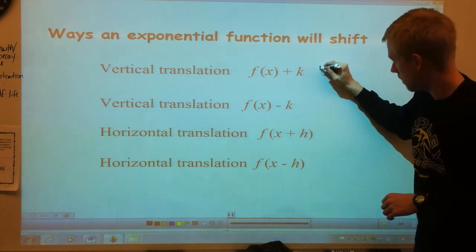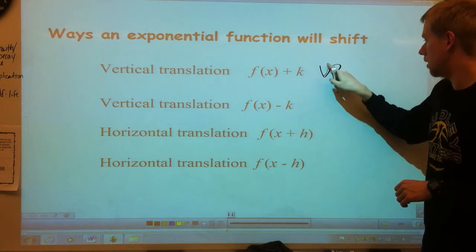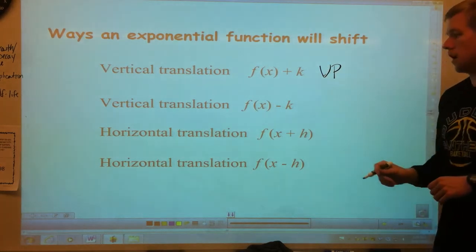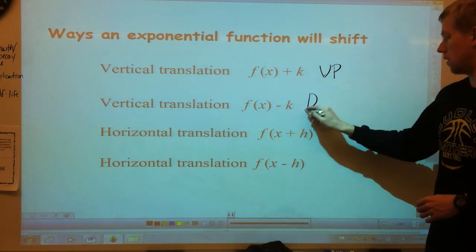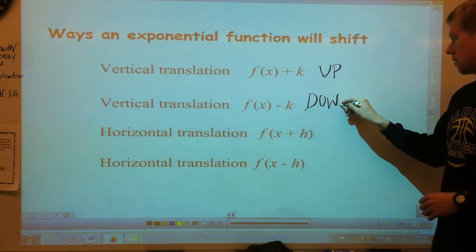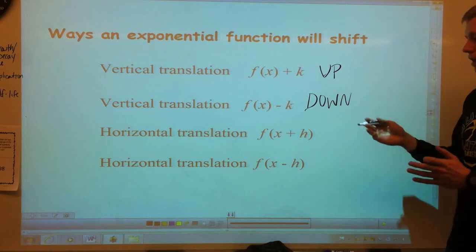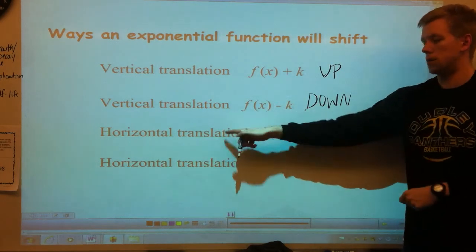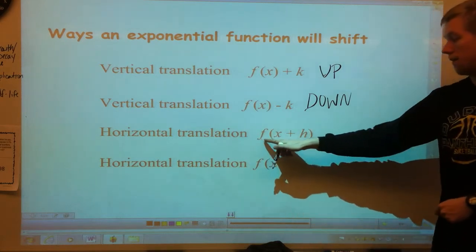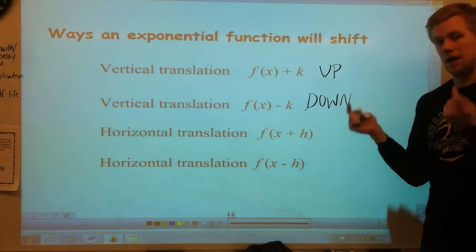Let's see if I can write. Okay, it's going to shift up. Now, if there's a minus some value at the end of the function, it's going to shift down. I would write these out just to help you know: plus means up, minus means down. Because when we get to horizontal translations, we have f of x plus h inside the parentheses.